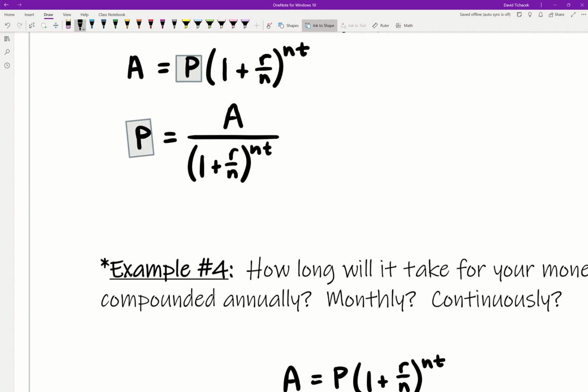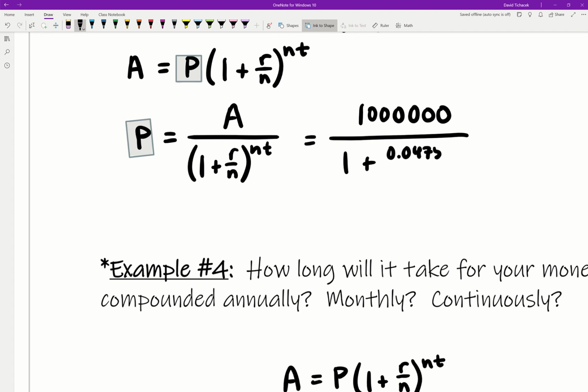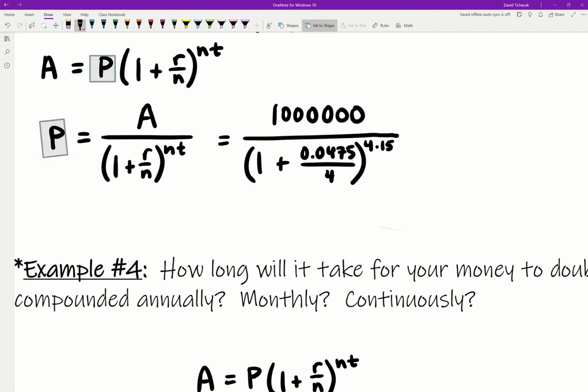And so in terms of what we know here, we know that A is going to be 1 million. We know that 1 plus the rate was 0.0475. We know the number of times to compound is 4 because it's quarterly. And we know we have to raise this to the power of 4 times time, which is going to be 15.